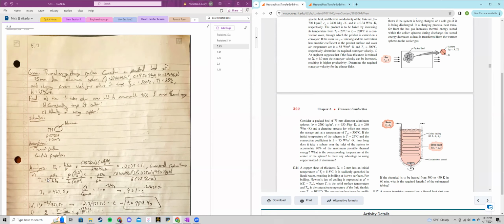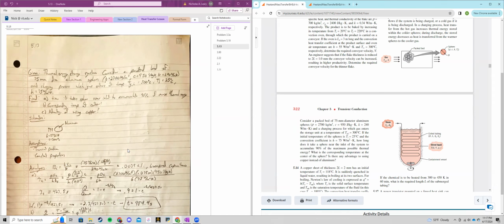So first, we're going to start with finding the Biot number. Here we have the equation h Lc over k. In this case, we have Lc, which is radius divided by 3, which is half of the 75 millimeter diameter that they gave us. Our h is 75 watts per meter squared Kelvin, and then a k value of 240 watts per meter Kelvin. So solving that, we get a value of 0.0039.